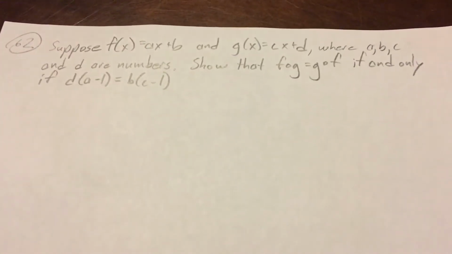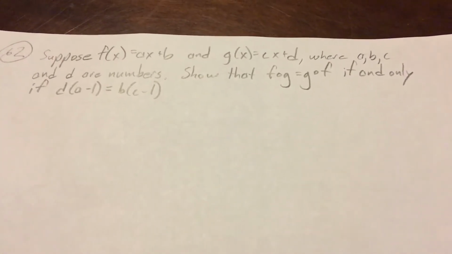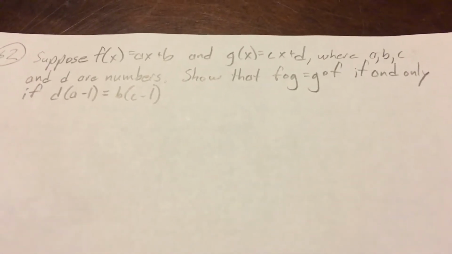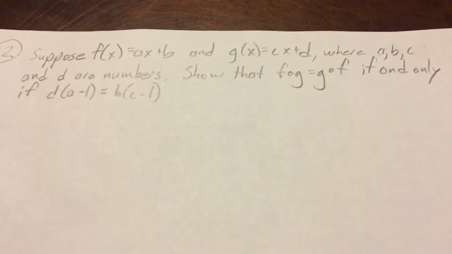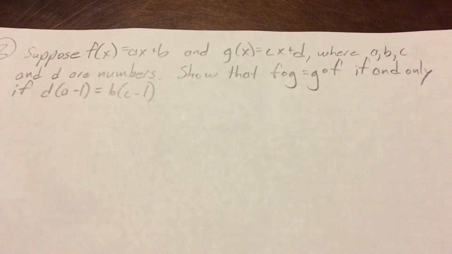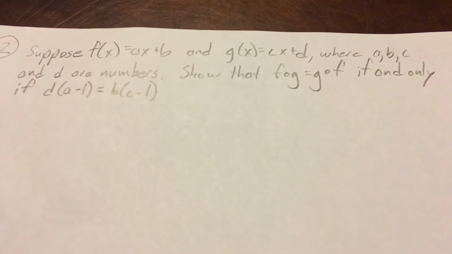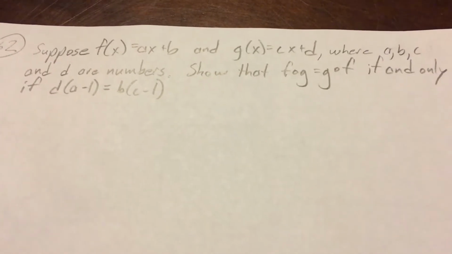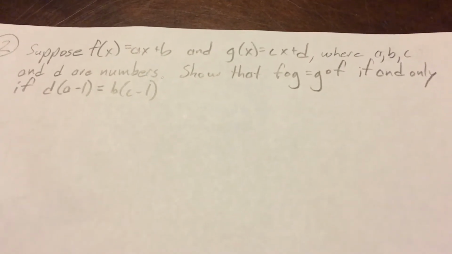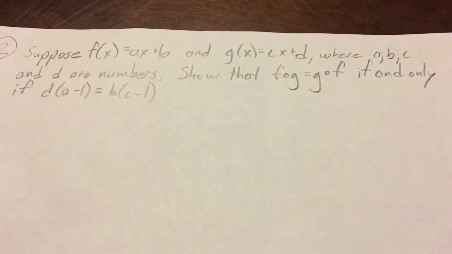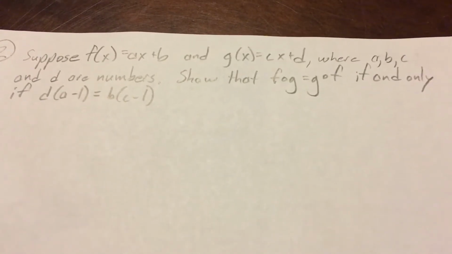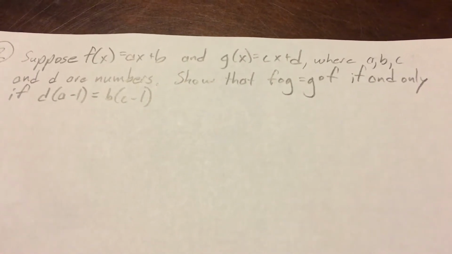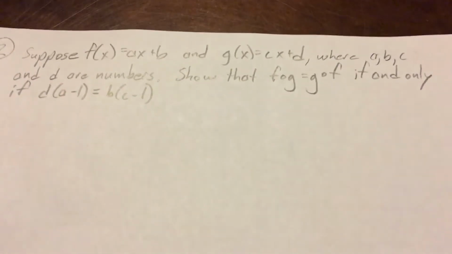Okay, here's an example of a problem using composition of functions, number 62 in Axler's book. Suppose f of x equals ax plus b and g of x equals cx plus d, where a, b, c, and d are numbers. So they're both linear functions. Show that f composed with g, that's a little circle, not fog, and g composed with f are equal if and only if d times a minus 1 equals b times c minus 1.